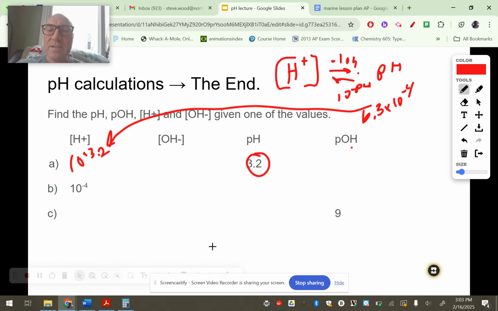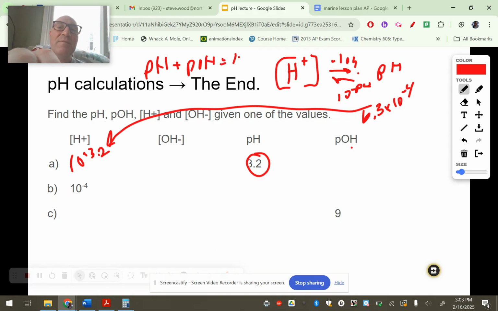Then we're going to take this and to get between pH, so pH plus pOH equals 14. So this is going to be 14 minus that, so we're going to have 10.8 here. These will always equal 14 if you add them up. So to find the OH minus, you would do 10 to the negative 10.8.